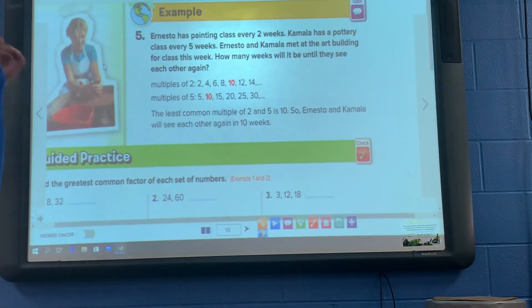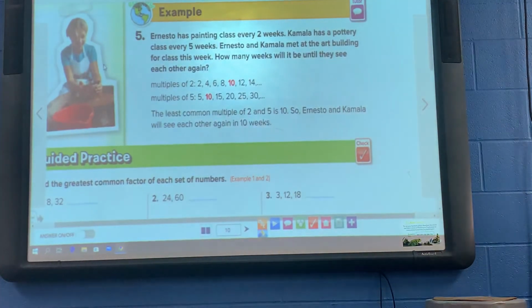Okay, so on the next page, we're going to look at the last example, example number 5. So Ernesto has painting class every 2 weeks. Kamala has a pottery class every 5 weeks. Ernesto and Kamala met at the art building for the class this week. How many weeks will it be until they see each other again?